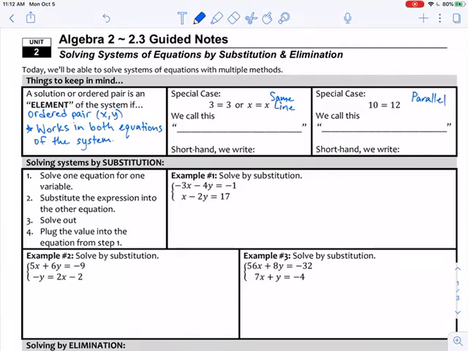All right, mathletes, here we go. 2.3, solving systems of equations by substitution and elimination, a personal favorite of mine.